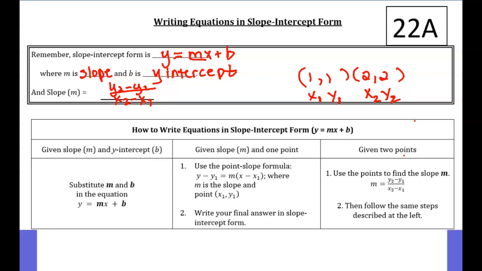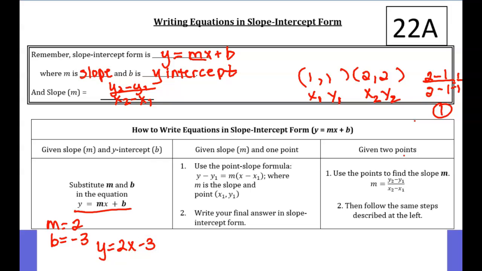So in that example, to get the slope, you would take your y2, which is 2, minus your y1, divided by your x2 minus x1. And we would get 1 over 1, which is a slope of 1 in that case. All right. So how to write equations in slope-intercept form. Given the slope and the y-intercept, this is what we did last unit, you just substitute in the m and the b. So if I had an example where my slope was 2 and my y-intercept is -3, and my equation is y equals mx plus b, this would just become y equals 2x minus 3. And we did that last unit.